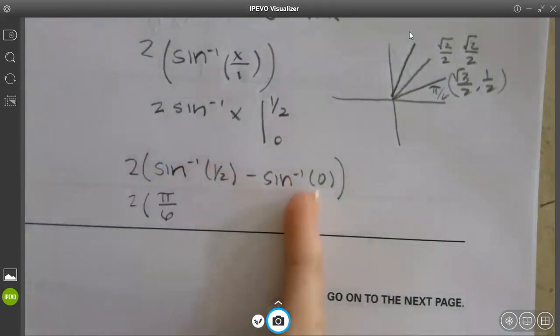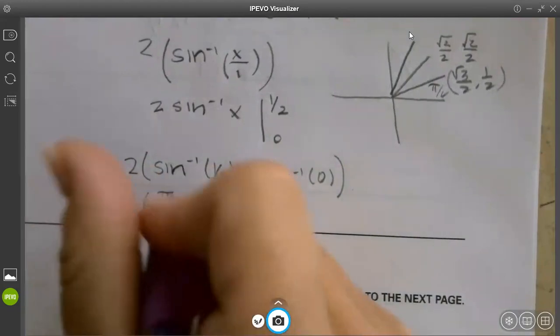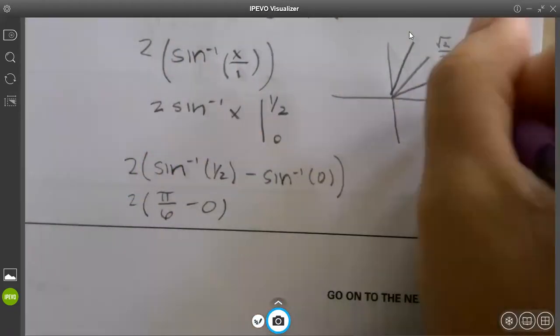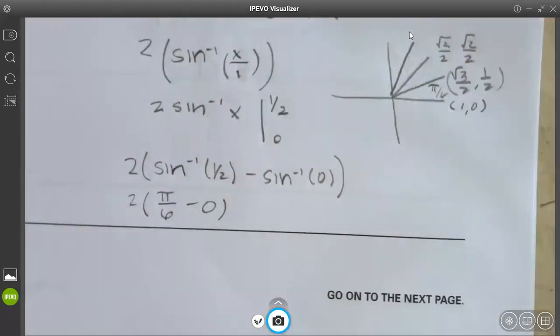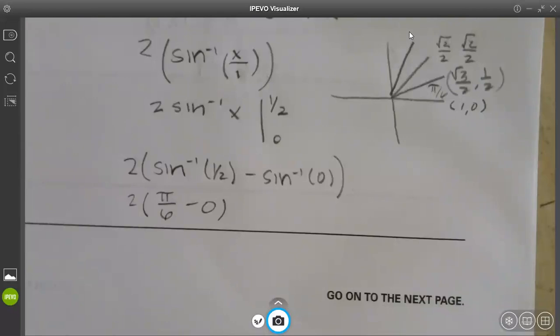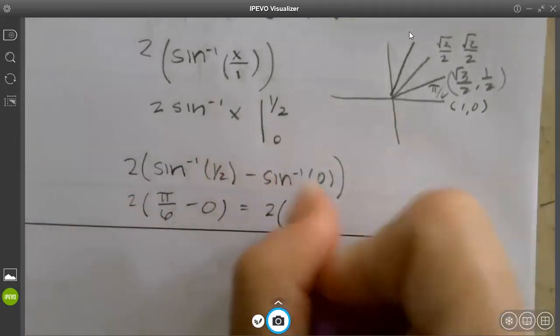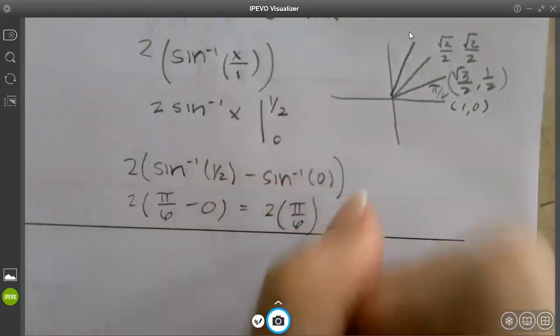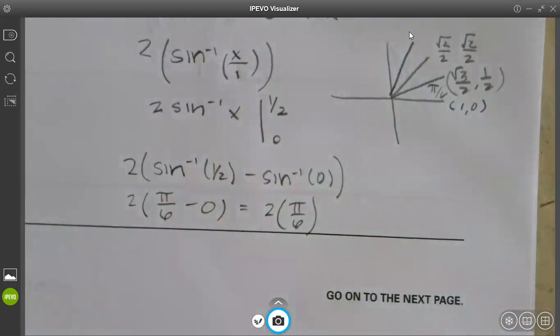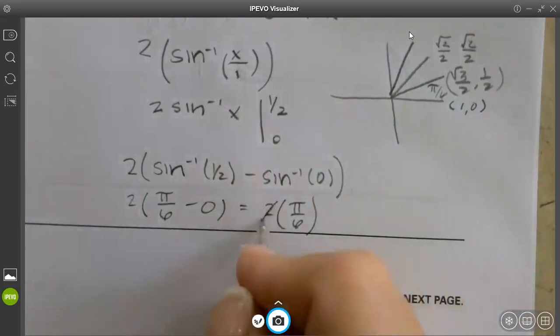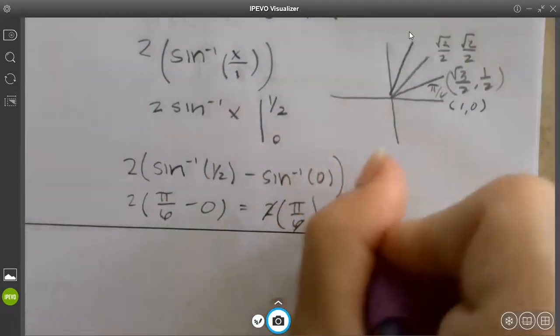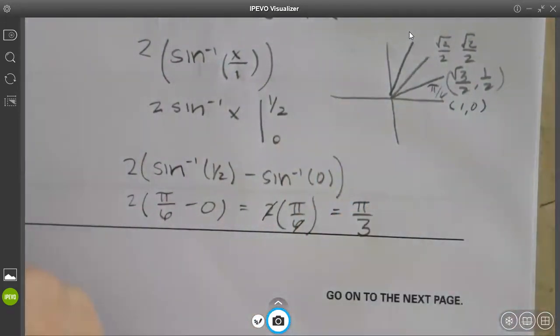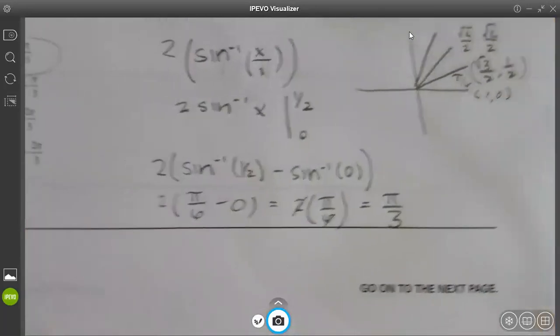Where is your y coordinate? 0. Louder. At 0. So right here at 0, remember our y coordinate is 0. That leaves us with 2 times pi over 6. What can I do? 2 over 6 reduces to. That's it. So your answer is pi over 3.